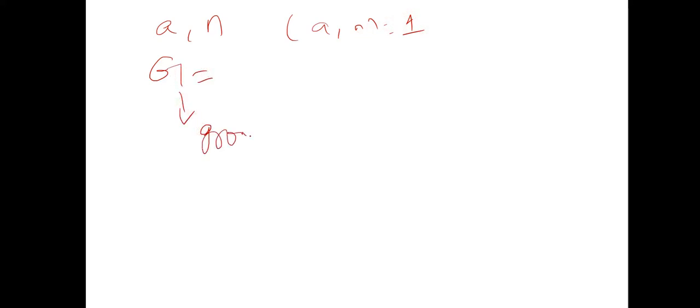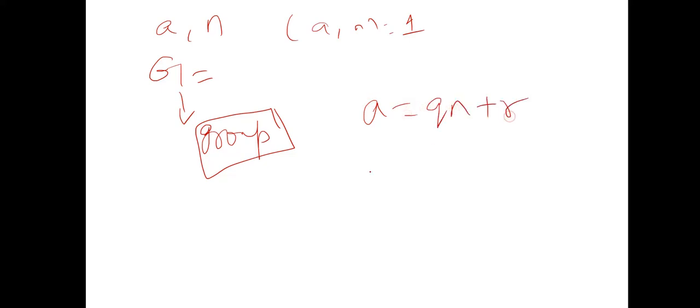So, now we will write step by step all the things that we have done so far. We first had two integers, remember this, and the GCD of those two is equal to 1. After that, we constructed a set G, and we proved this is a group under multiplication modulo n. And then we wrote A is equal to Qn plus R, and we talked about R: R is less than N, and GCD of R comma N is equal to 1. So far we have proved like this.